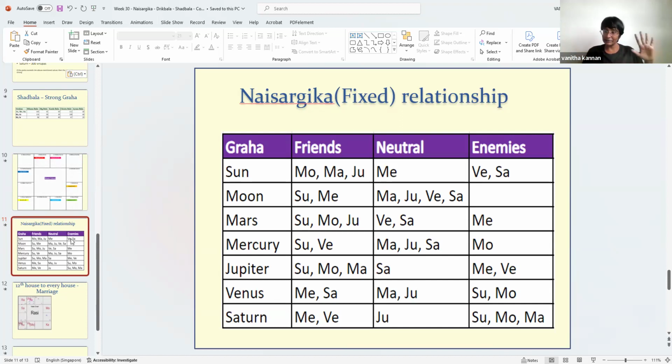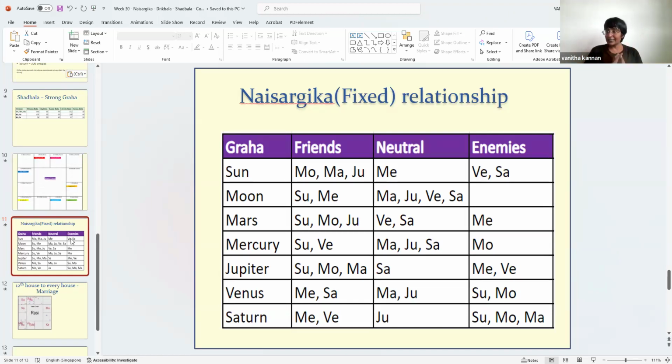Because the moon has a motherly nature, he doesn't want to be an enemy with anyone. Except his husband and the son, everybody has a neutral relationship to him, whether it is Mars, Jupiter, Venus, or Saturn. This line is the easiest one, right? Then we'll move on to the third one, that is Mars.